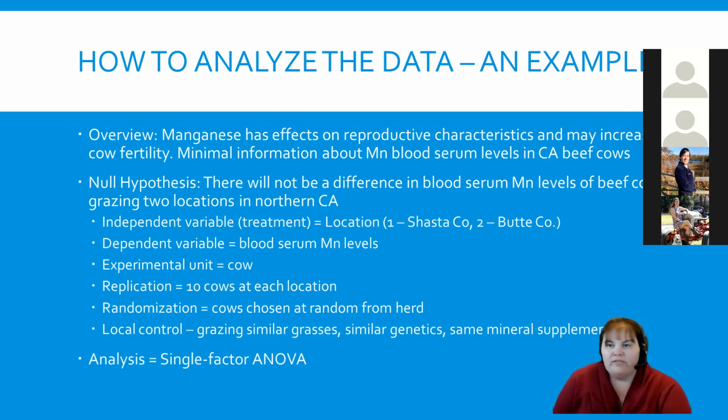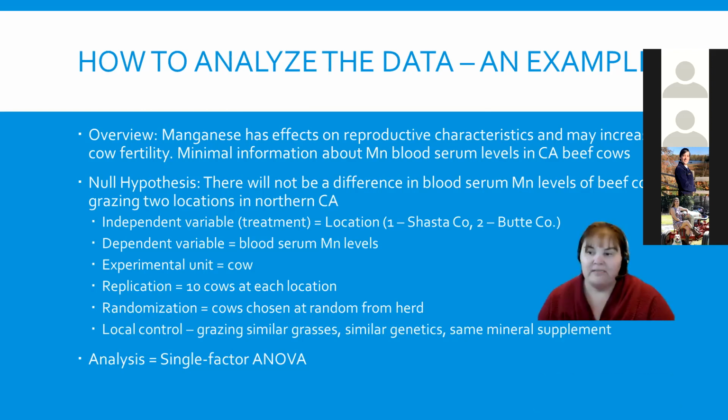Some local controls that were put in place for this study, that the scenario doesn't tell you, but I'm telling you because this was one of my projects, were that the cows were grazing similar grasses, they were of similar genetics, and they had the same mineral supplement available to them. All right, so we analyzed this data using a single factor analysis of variance.